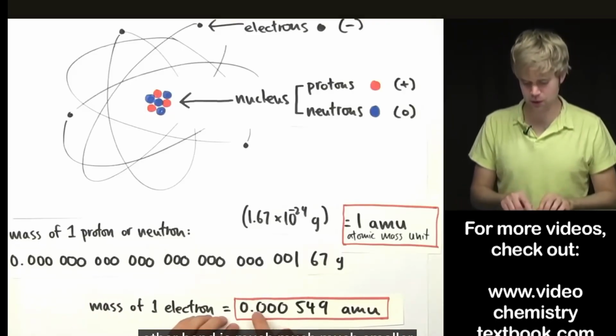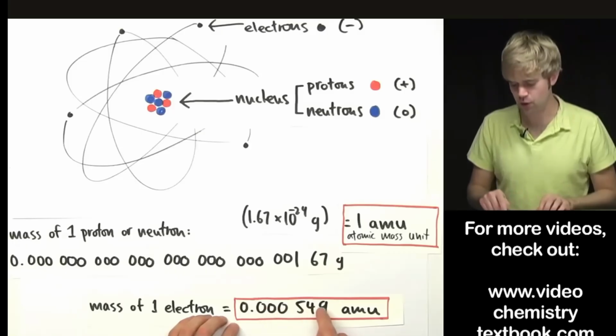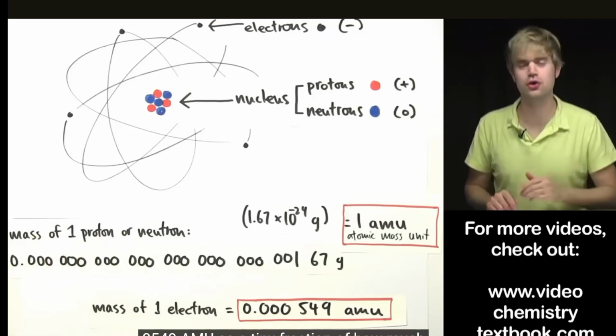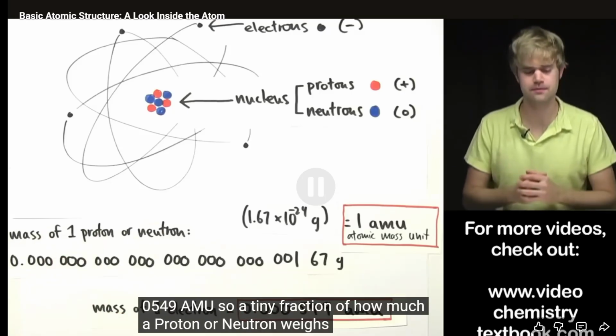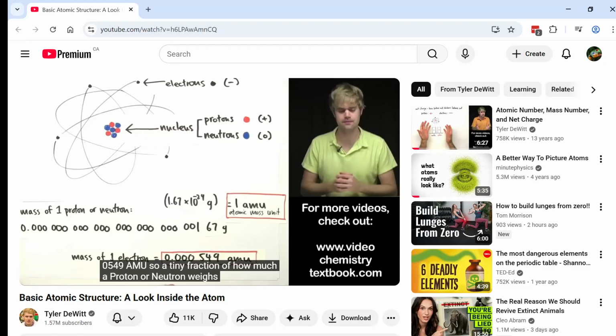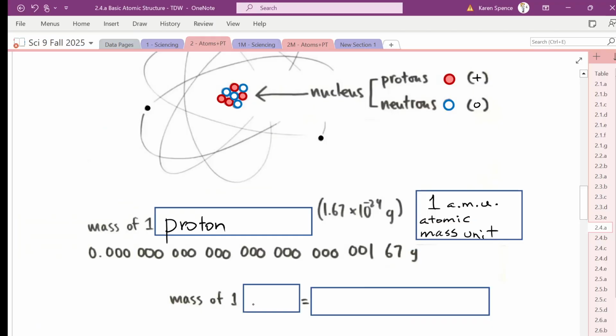An electron is much smaller than a proton or a neutron. It weighs only 0.000549 AMU, so a tiny fraction of how much a proton or a neutron weighs. Okay, so let's fill that in before we forget that number. So the mass of 1 electron weighs 0.000549 AMU. What does AMU stand for? Atomic mass units.